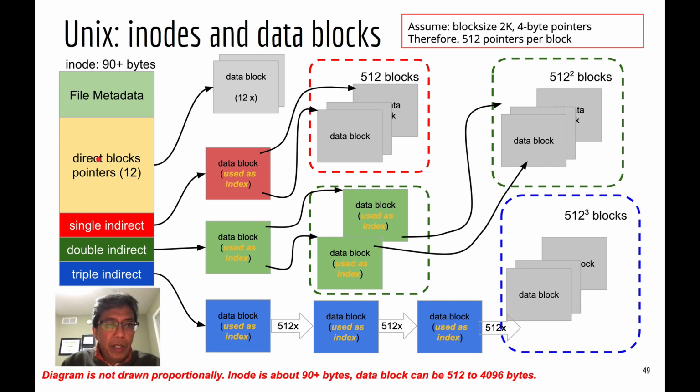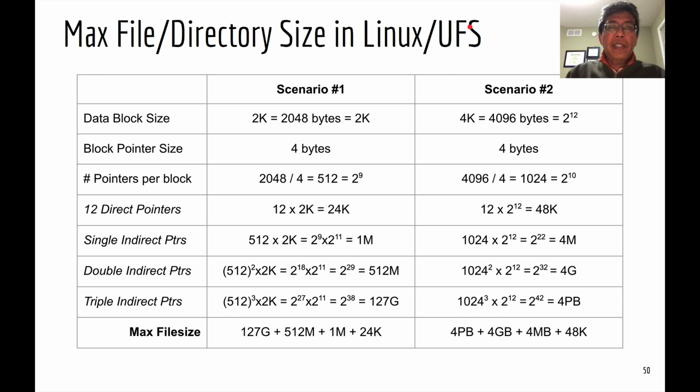So from the direct pointers, you will be able to get 12 data blocks. From the single indirect pointer, you will be able to get 512 blocks. From the double indirect pointer, you will be able to get 512 squared blocks. And from the triple indirect pointer, you will be able to get 512 to the power of 3 blocks. And 512 depends on the size of your block. Now let's take a look at two different scenarios.